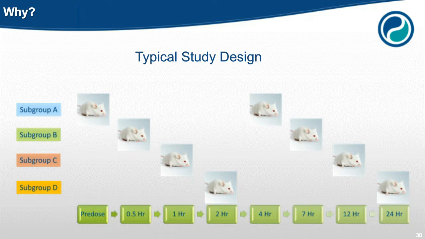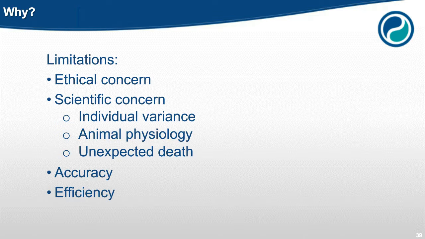And that raises some concerns, and can be the limitation of this conventional sample collection or sample design. The first concern is, of course, the ethical concern, that we need to increase the number of animals we use in each study. There are also scientific concerns which can impact the result. First of all is the individual variance. Just like Shauna mentioned, especially for small rodents, the individual variance could be very high, especially using PO dosing.